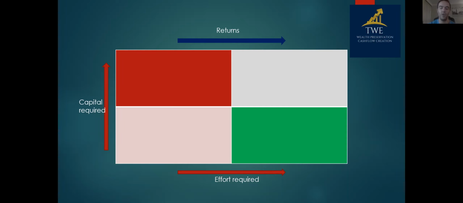So I'm going to look at each of them quadrant by quadrant. So please follow me if you will. I hope you can get some value from this. First quadrant is earning low or decent returns, but with high capital required.